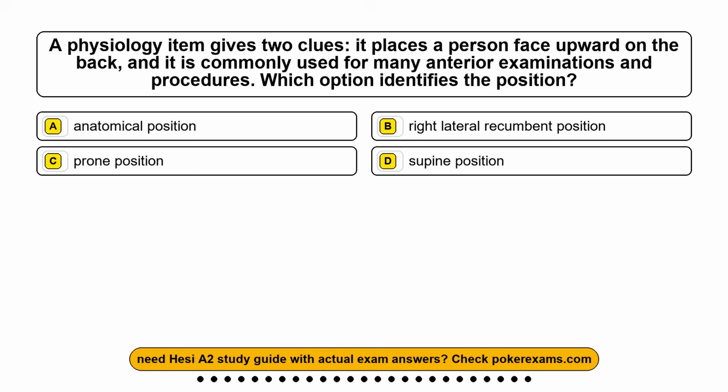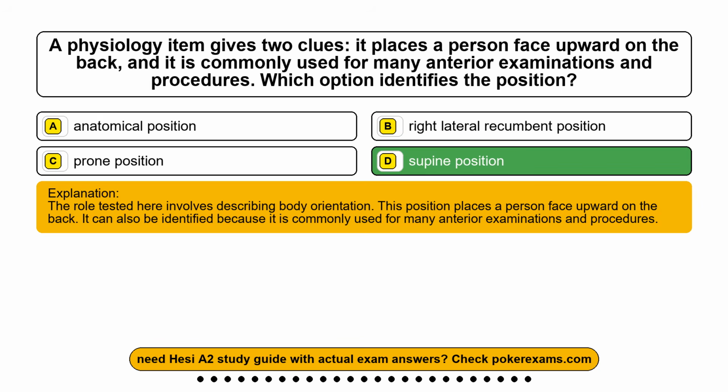Question 20. A physiology item gives two clues. It places a person face upward on the back, and it is commonly used for many anterior examinations and procedures. Which option identifies the position? Option A, anatomical position. Option B, right lateral recumbent position. Option C, prone position. Option D, supine position. The correct answer is option D, supine position.